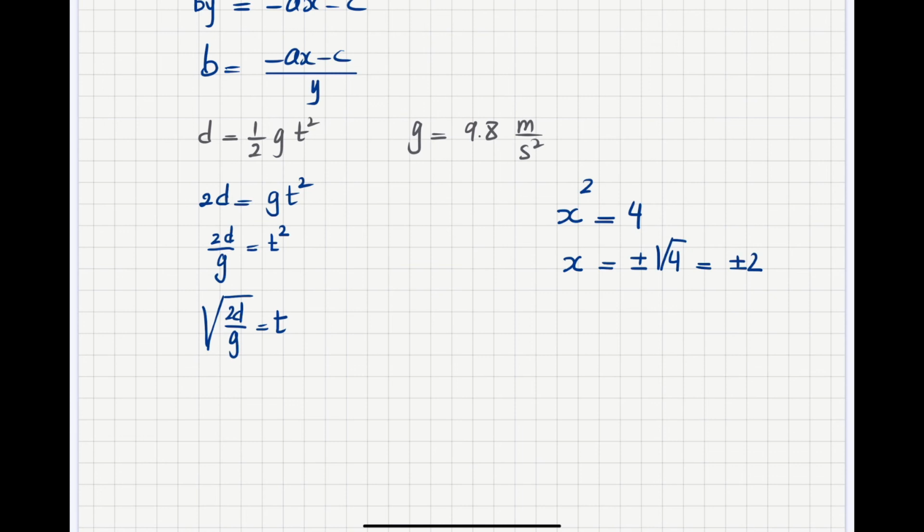So I would say that in physics, if t is time, this is the correct solution. But if I ask you to solve the same equation and I don't tell you that this is a physics problem, then you have to put plus and minus because there are two solutions available. Is that understandable? Yes or no?